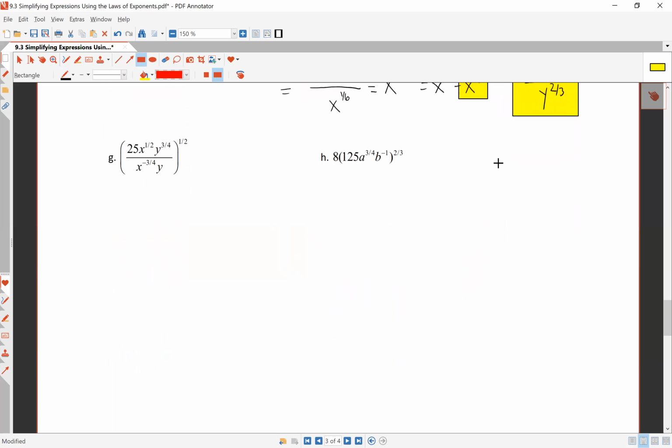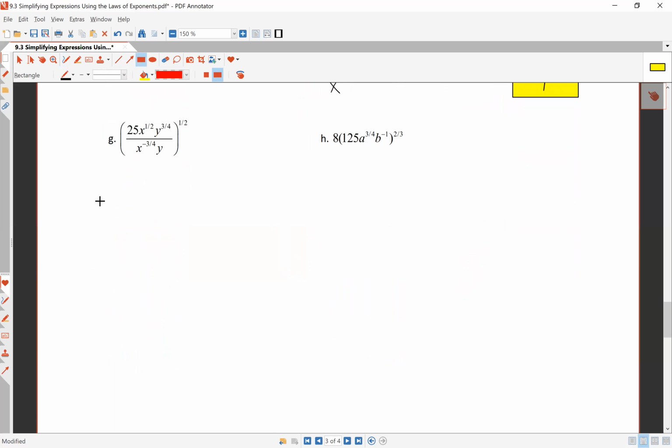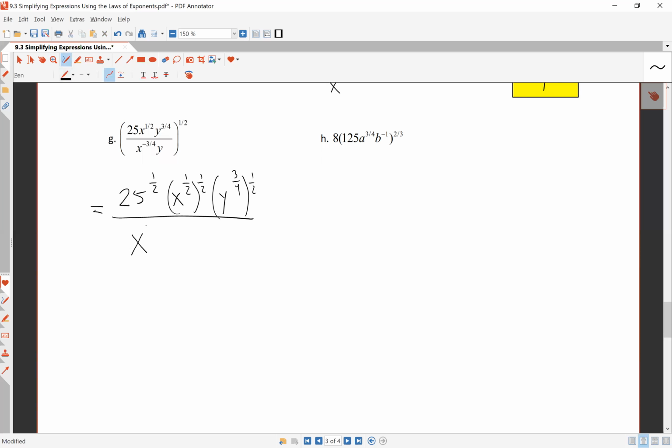Letter G, we have the numerator to the 1/2 and the denominator to the 1/2. So every piece, the 25 is raised to the 1/2, x to the 1/2 raised to the 1/2, y to the 3/4 raised to the 1/2, and then the denominator, x to the -3/4 raised to the 1/2, and y to the 1/2.